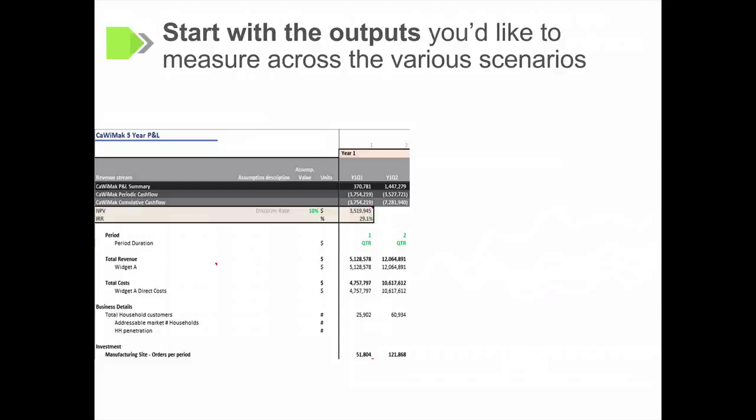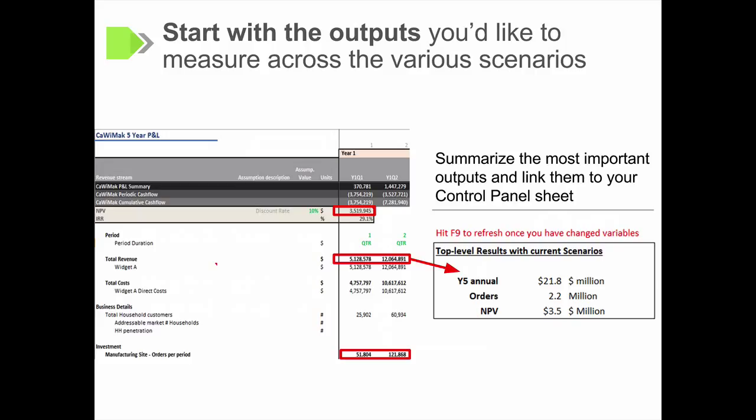Let's start with the outputs we'd like to measure across the various scenarios. Going back to our multi-period P&L, these may be the NPV, which shows us if this investment is any good, some aspect of the total revenue, and the overall number of orders. And so the next step is to summarize these most important outputs and link them in your control panel sheet. We've already created an area in the Assumptions and Output page to do this. Let's open Excel now and demonstrate this.